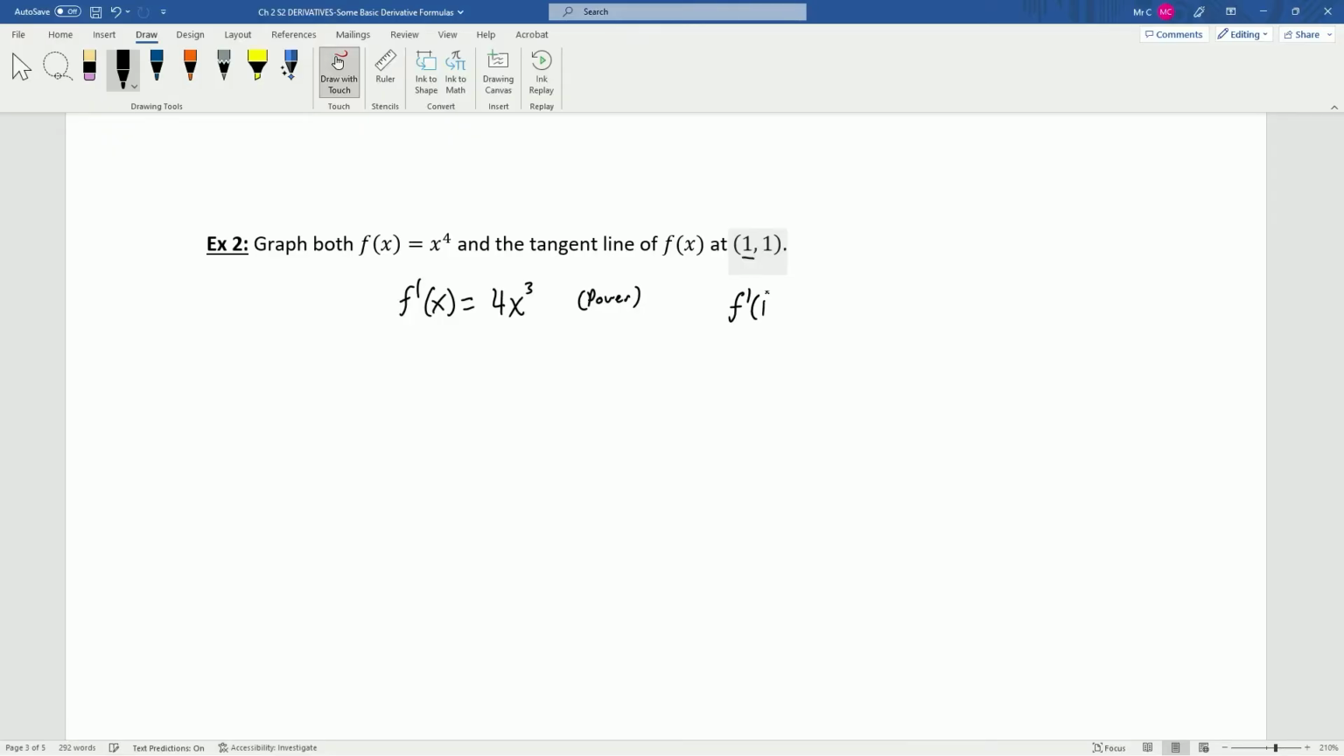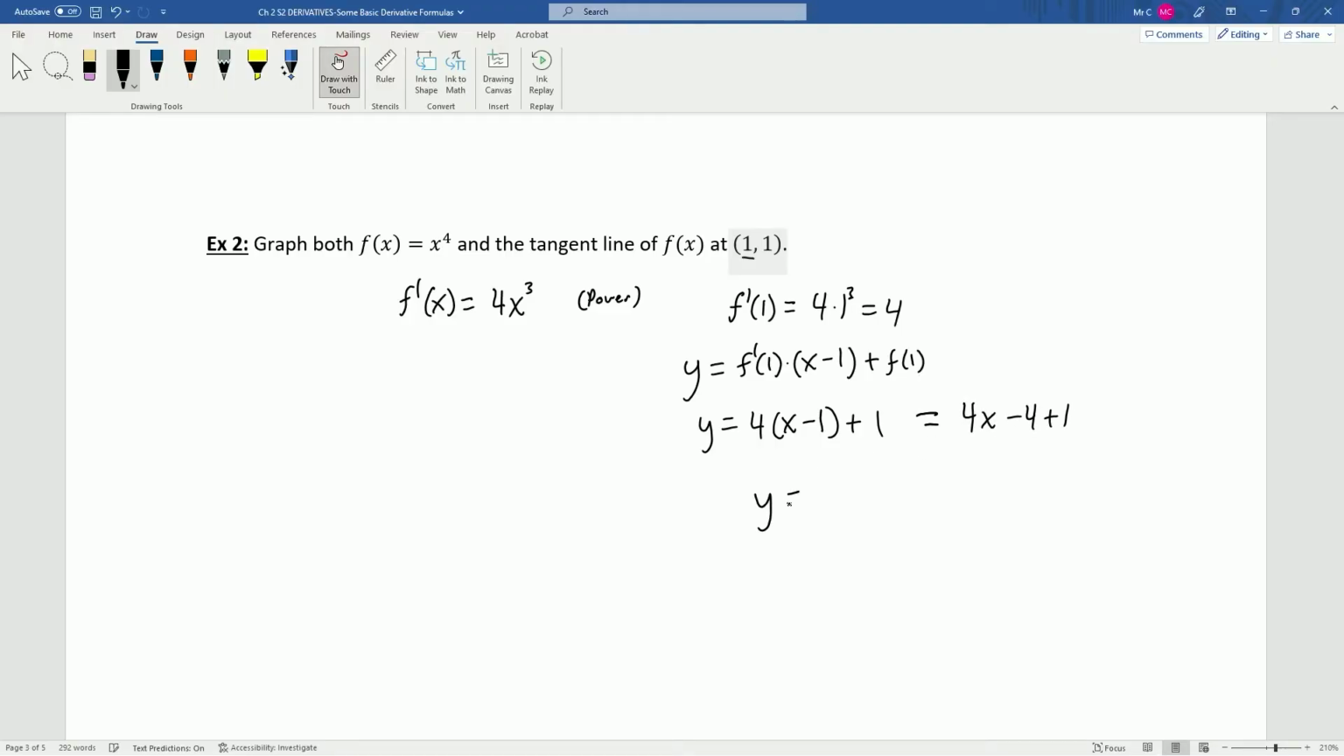But that means f prime of 1 equals 4 times 1 cubed, which is 4. And so now when I go to find my tangent line, y equals f prime of 1 times x minus 1 plus f of 1. That's going to give me y equals 4 times x minus 1 plus 1. That's 4x minus 4 plus 1, which finally gives me y equals 4x minus 3. So that's my tangent line.